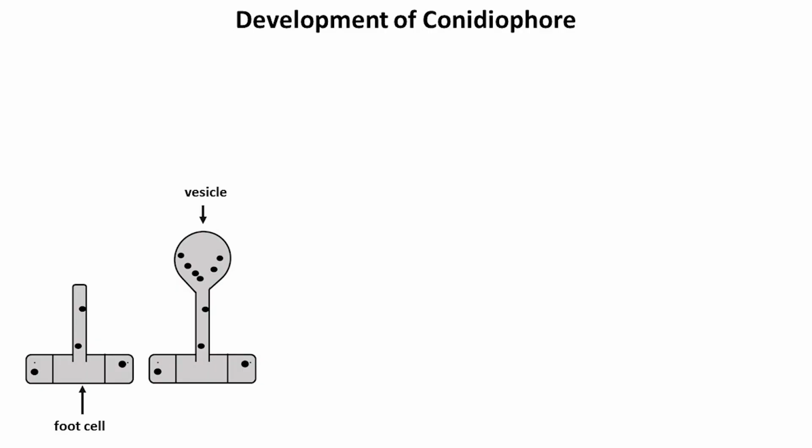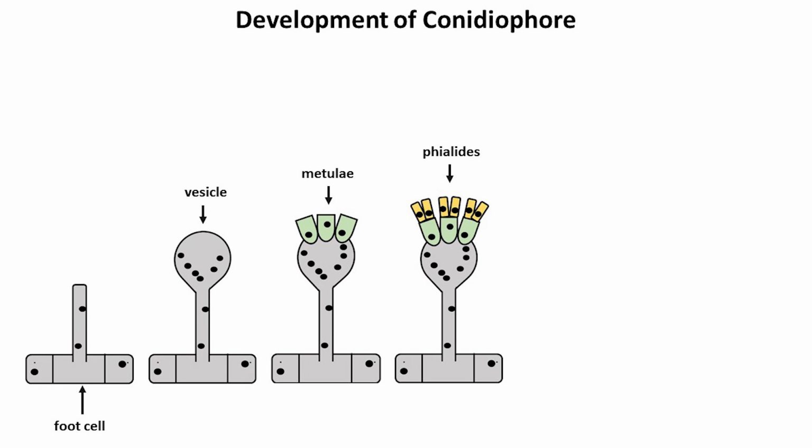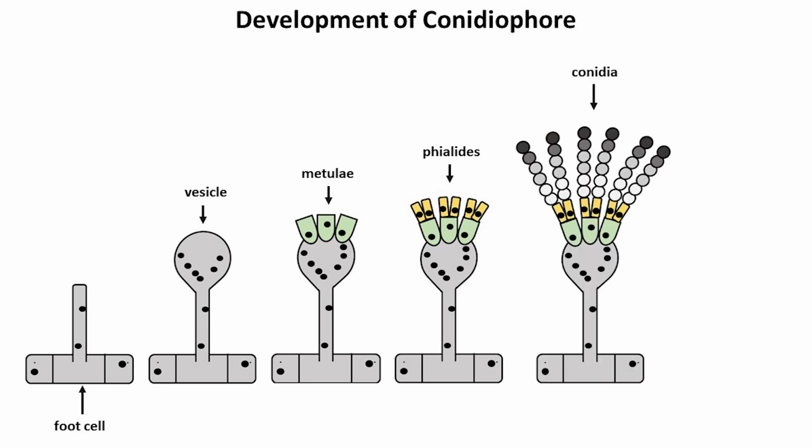Tip of stalk swells and forms a multinucleate vesicle. Vesicle gives rise to two layers of uninucleate reproductive cells, the supportive cells metulae and phialides. By the way, each metula produces two phialides. Phialides are subjected to repeated mitotic division, creating chains of conidia with a single nucleus.